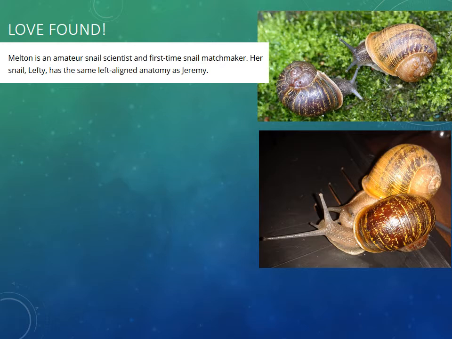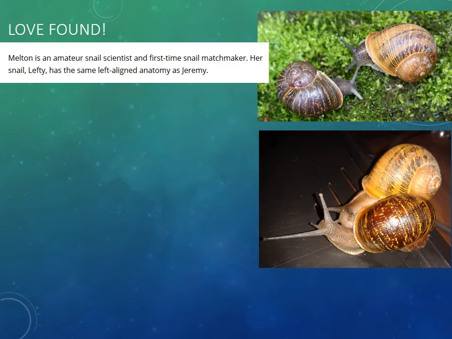There was another amateur snail scientist who actually found one, and his snail was called Lefty. They matched up with Jeremy, and people were looking at the couple, hoping they would actually mate and put together more snails. At the time this was posted, they hadn't done it and actually had children, but they're slowly getting close to each other, so hopefully they'll be able to.